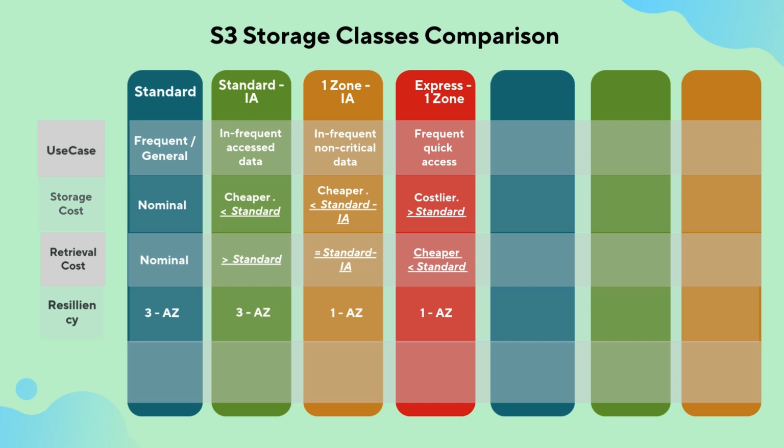Now let us talk about the archival storage classes. The first one is called Glacier Instant.